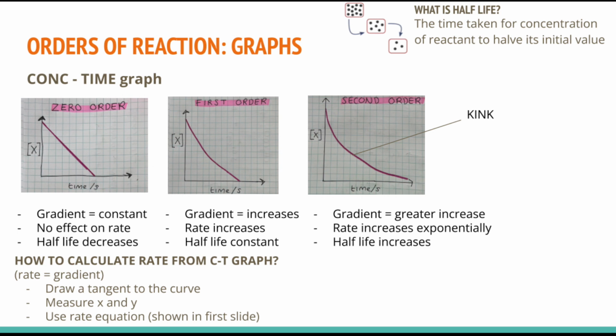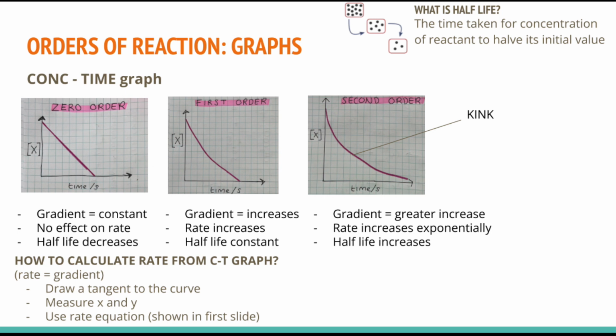So what is half-life? Half-life is basically the time taken for a concentration of reactant to halve its initial value. So you can see in this image, it starts off with 12, goes down to 6, and then it goes down to 3. But how do you calculate rate from this concentration against time graph?